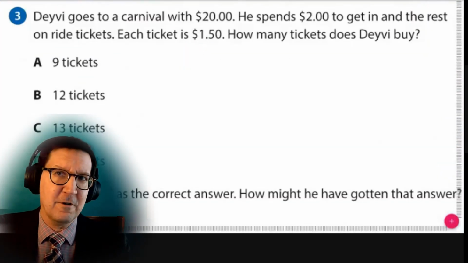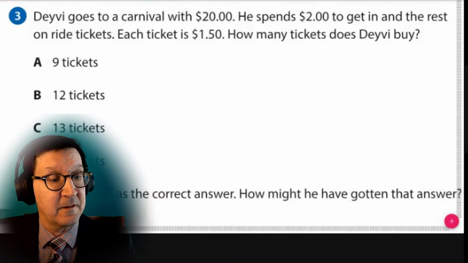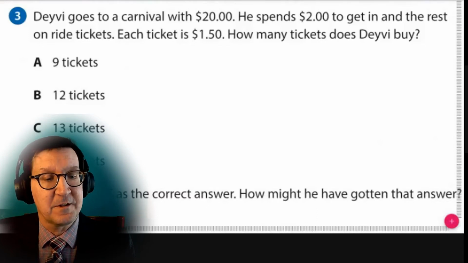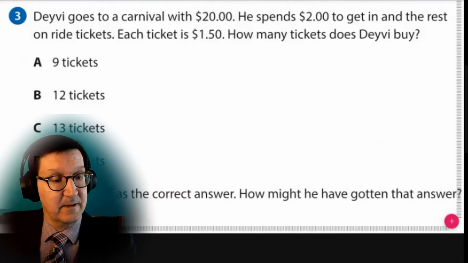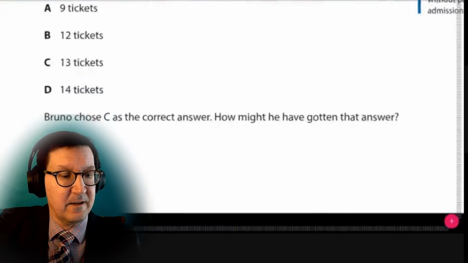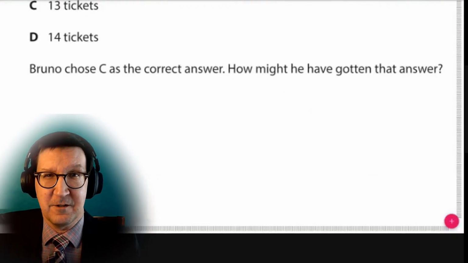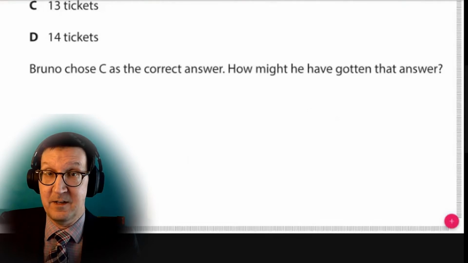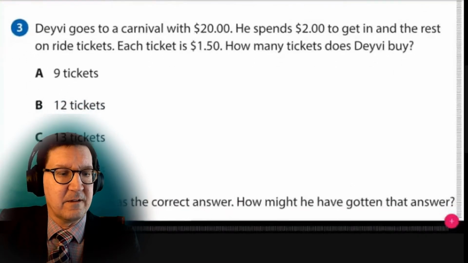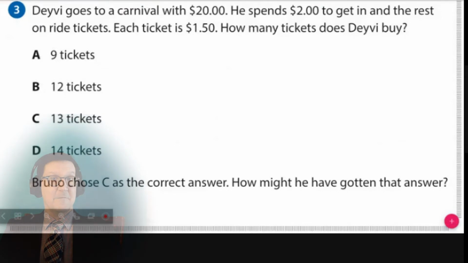Davy goes to a carnival with 20 bucks. He spends 2 to get in, and the rest on ride tickets. Each ticket is $1.50. So how many tickets does Davy buy? And we have a multiple choice answer. Ooh, this will be good. And Bruno chose C as the correct answer. How might he have gotten that answer? So first of all, is Bruno right? And if he isn't, how did he get that way? So give this one a shot, and I'll be back in a few minutes with a solution.